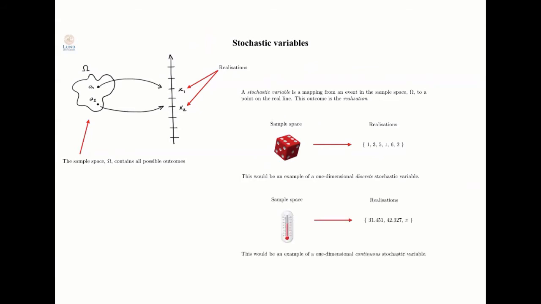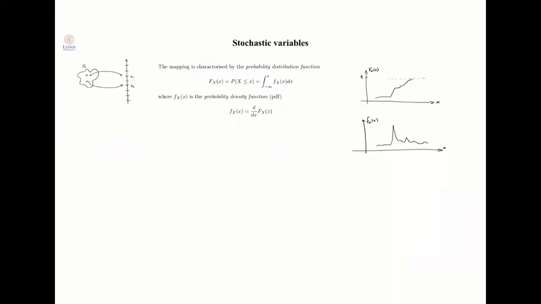Another example would be the temperature. The temperature would be what we will call a continuous stochastic variable. It would take values that are continuous, whereas the die would be a discrete stochastic variable. It will take discrete values only. In this presentation, I will focus on the continuous stochastic variables, but the discrete stochastic variables will behave very similarly to those.